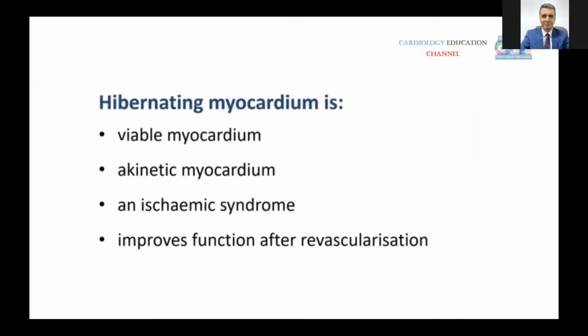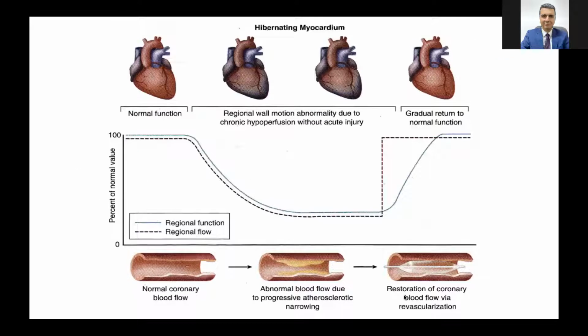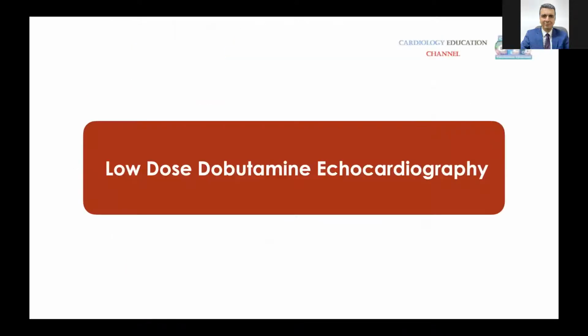So the hibernating myocardium is what we are searching for. It's akinetic myocardium. It's an ischemic syndrome with improved function after revascularization. And this is what we are looking for by searching for myocardial viability in ischemic cardiomyopathy patients. So let's move on to the topic of our lecture.